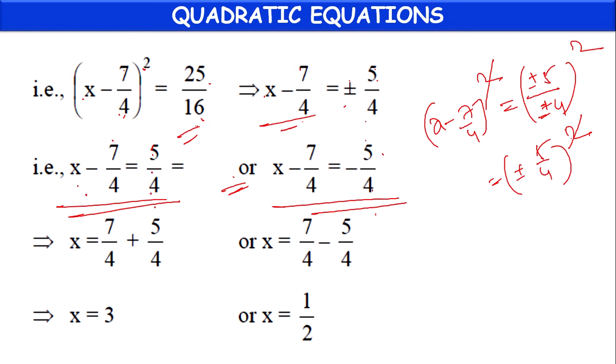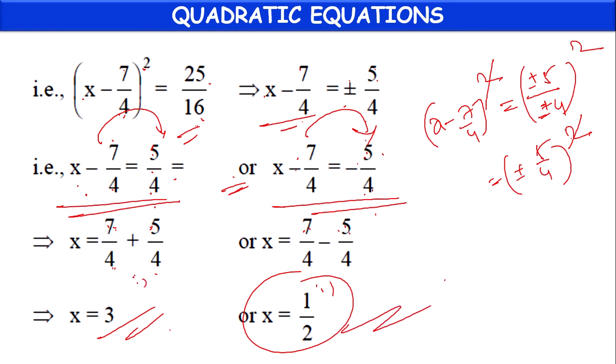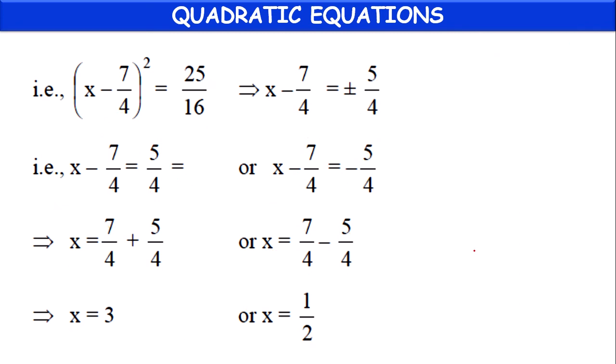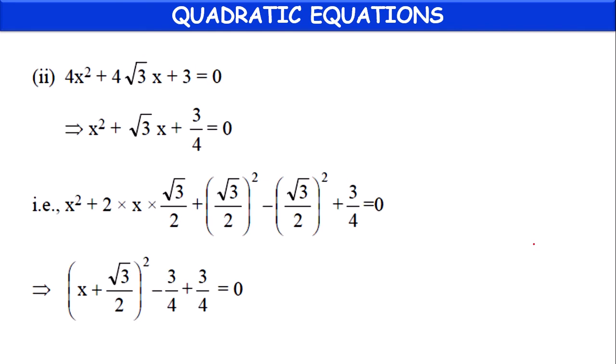If it equals 5 by 4, let's take this minus 7 by 4 to the RHS. It will become plus 7 by 4 plus 5 by 4, which is 12 by 4, equal to 3. Or if we take it equal to minus 5 by 4, let's take it to the right hand side: 7 by 4 minus 5 by 4 equals 2 by 4, which is equal to 1 by 2. So these two are the roots of the given equation. We are able to find them by the completing the square method.